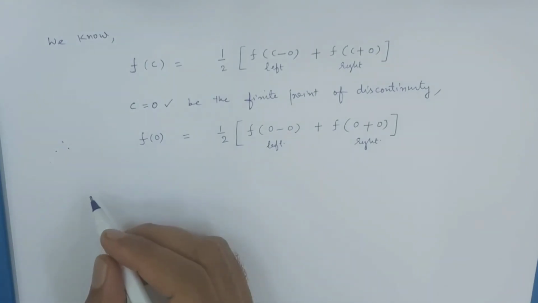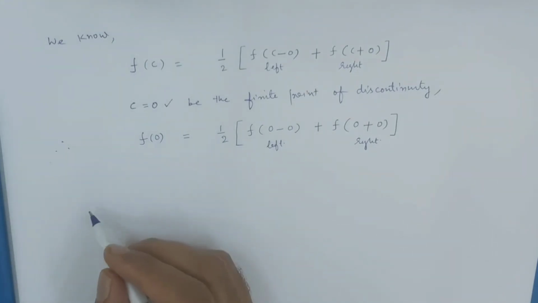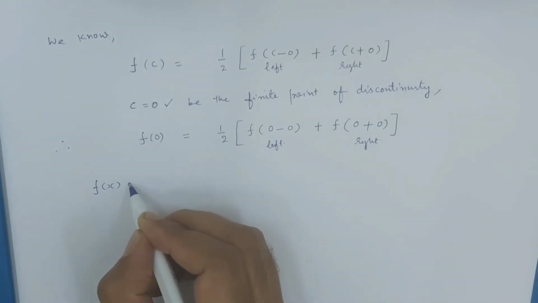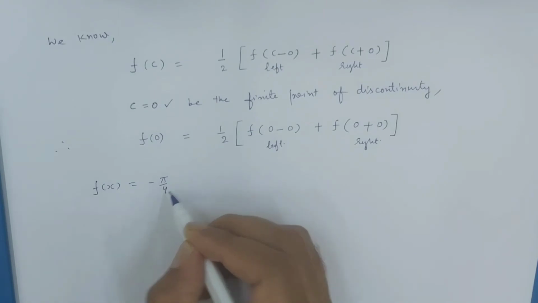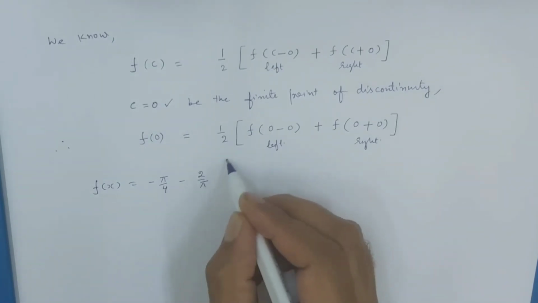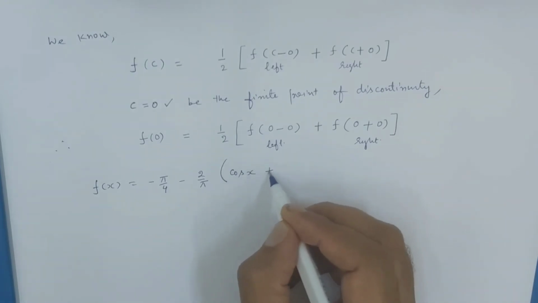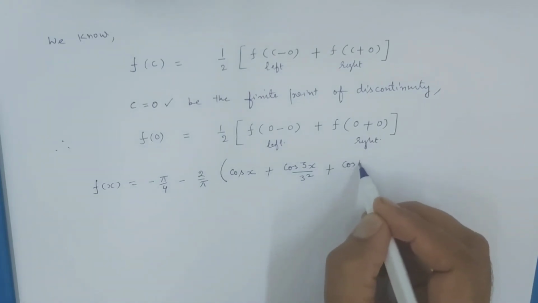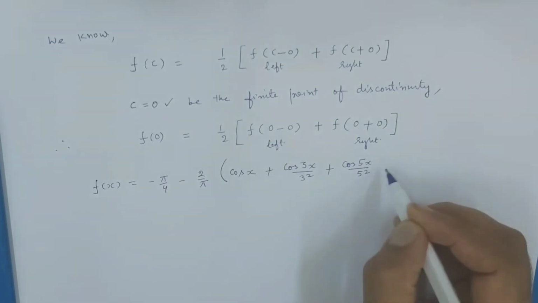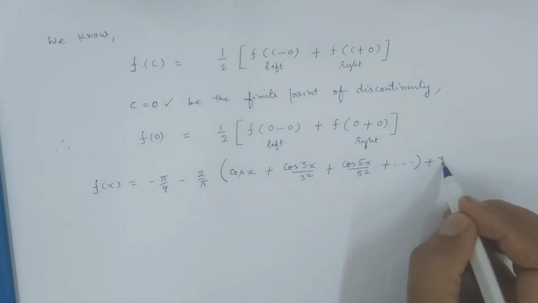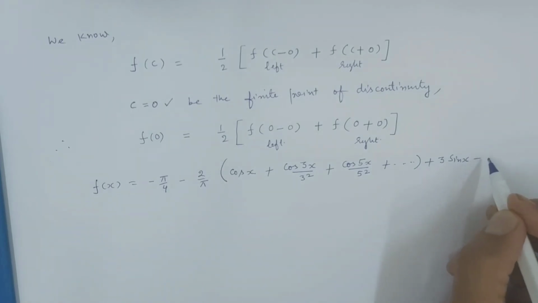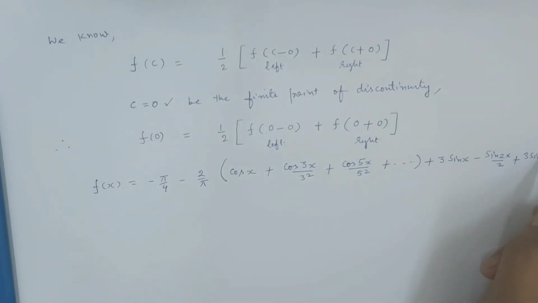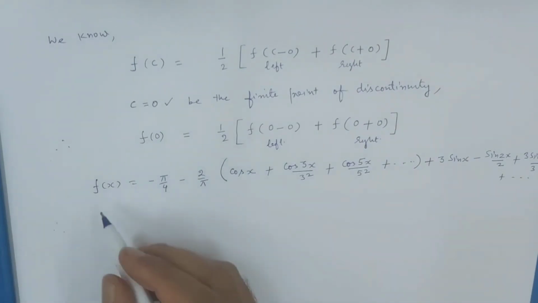From the question, from the Fourier series expansion, f of x we find minus pi by 4 minus 2 by pi times cos of x plus cos 3x upon 3 square plus cos 5x upon 5 square plus up to so on, plus 3 times sin x minus sin 2x upon 2 plus 3 sin 3x upon 3 plus up to so on. So therefore here is f of 0. What is f of 0?